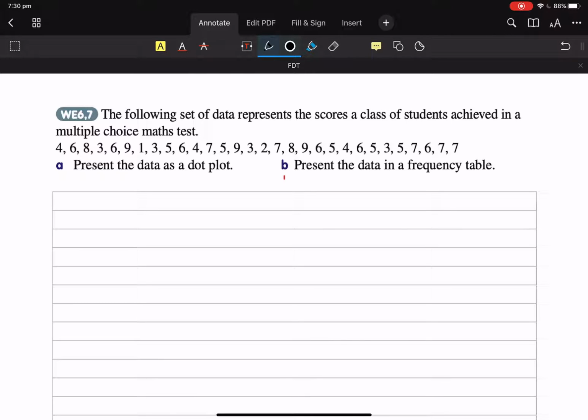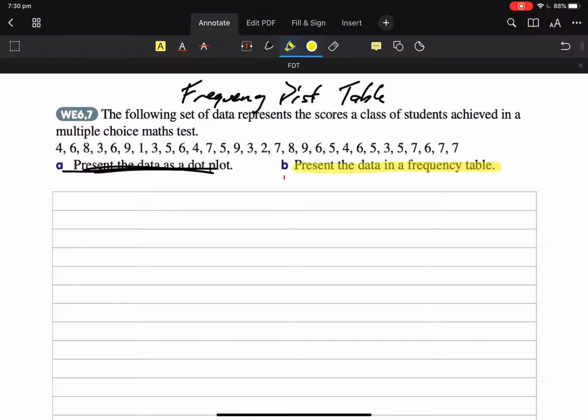Okay, we're going to look at FDTs. They are a frequency distribution table. We're not worried about dot plots. We're going to present the data in a frequency table, and then we're going to add to it a histogram. Maybe we even do a frequency polygon. They're pretty easy.